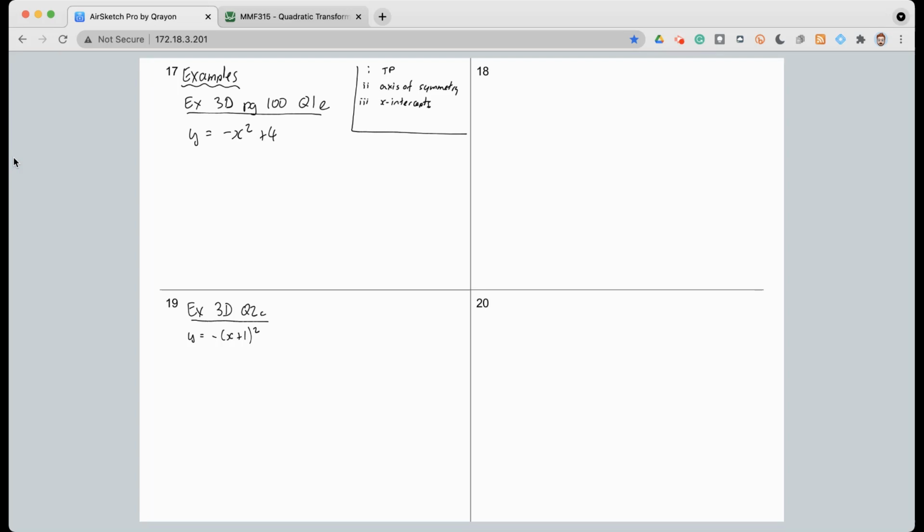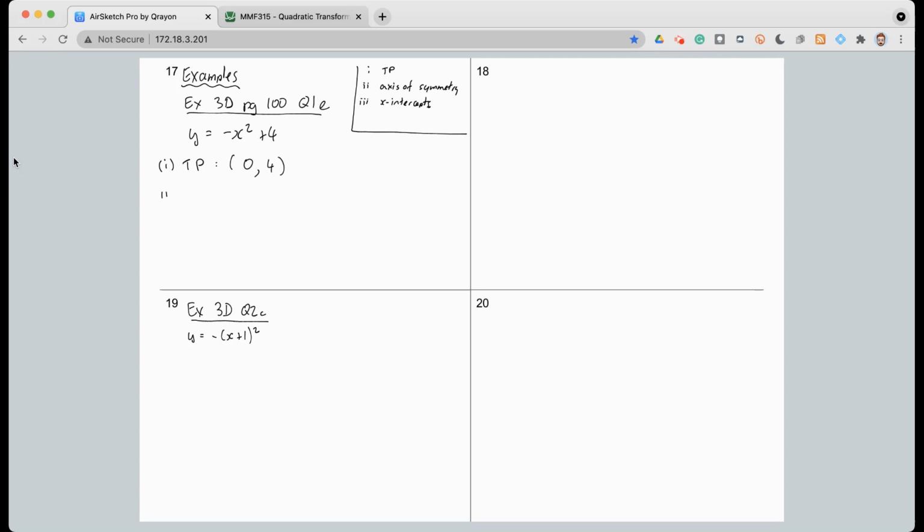Now for exercise 3D, we have to find the turning point, the axis of symmetry, and the x-intercepts so that we can sketch the graph. Interestingly, it doesn't ask for the y-intercepts, I don't know why. So when I look at the turning point, the turning point was (0, 0) in the base graph. No horizontal translation, but a vertical translation of 4. And so the turning point must be (0, 4), the base turning point now translated up to 4. So that's not too bad.